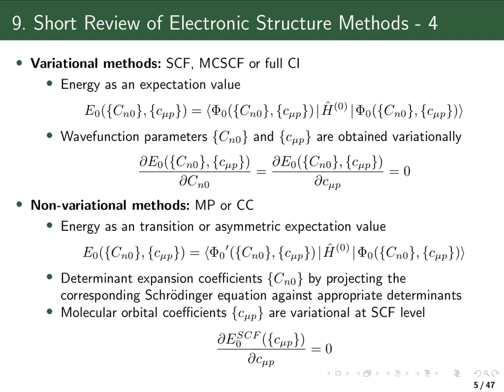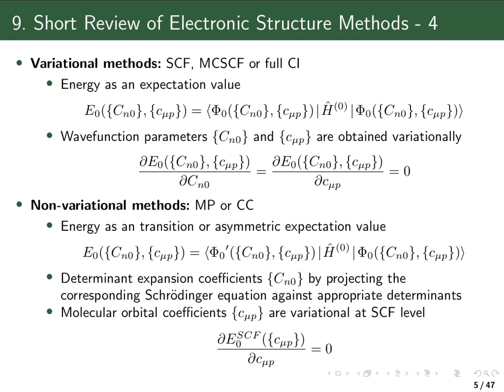This is in contrast to the non-variational methods like Møller-Plesset perturbation theory or coupled cluster theory, where the energy is calculated as an asymmetric expectation value, also sometimes called a transition expectation value, which means that the wave function in the ket and in the bra differ. So we have a different wave function here in the bra, therefore I write capital phi 0 prime, than we have in the ket.